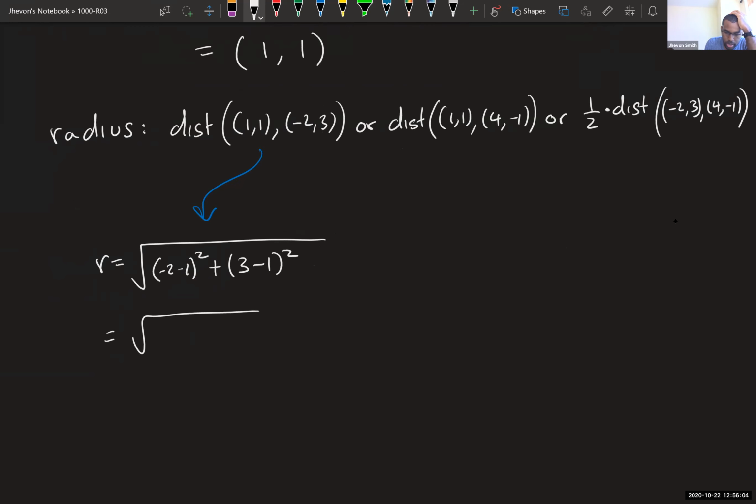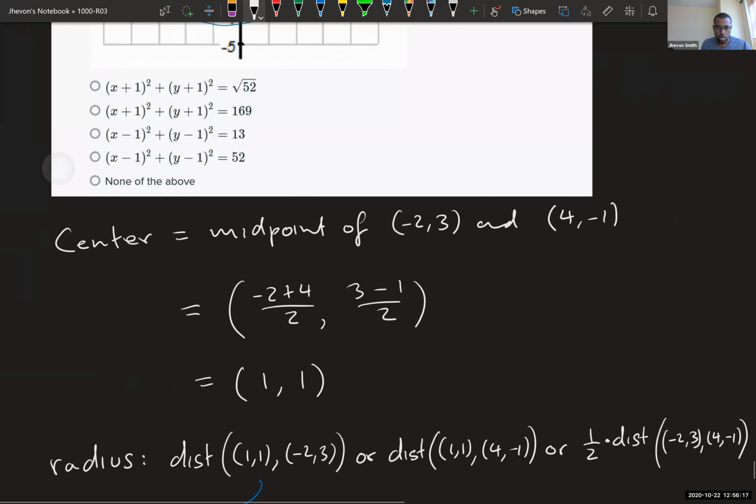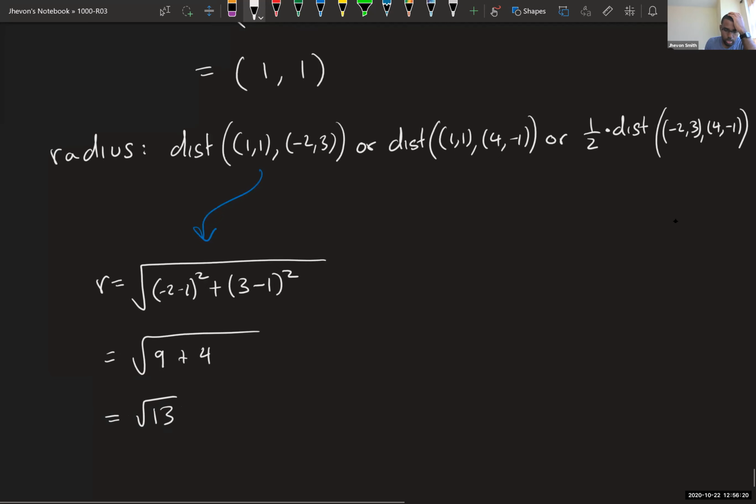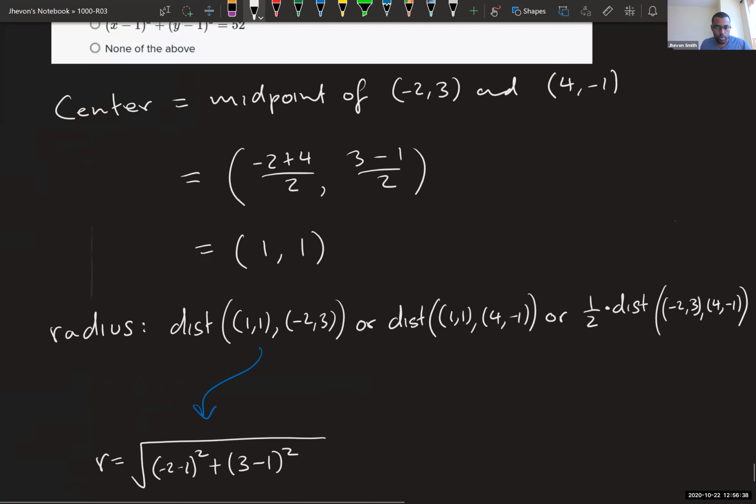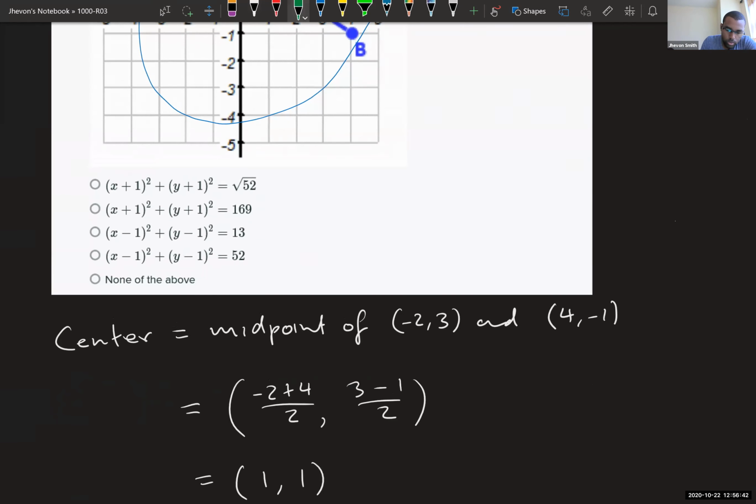So that's the square root of 9 plus 4. The square root of 13 is r. This means that r squared is equal to 13. And so we know that the circle is (x minus 1) squared plus (y minus 1) squared equals 13. And that's that.